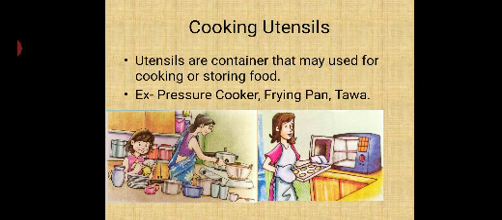So these are the methods of cooking which we use in our daily life, and some utensils which we have discussed, like the pressure cooker, frying pan and tawa, are used for cooking.